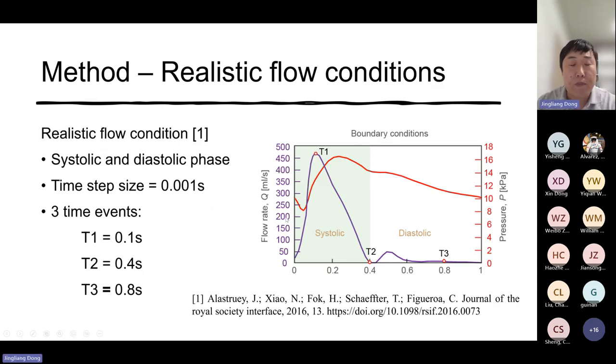So this slide presents the boundary conditions to simulate the realistic unsteady flow condition. We need to consider the unsteady flow condition and also the pressure condition. So in this image, the purple line represents the flow rates. The red line represents the pressure.